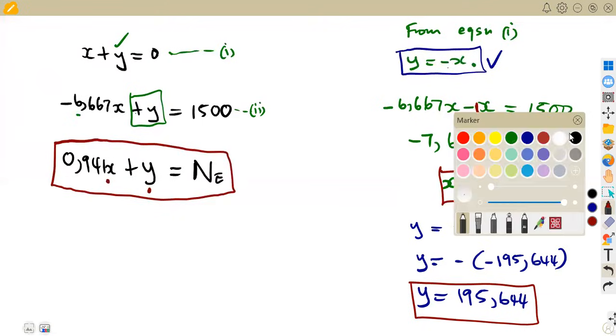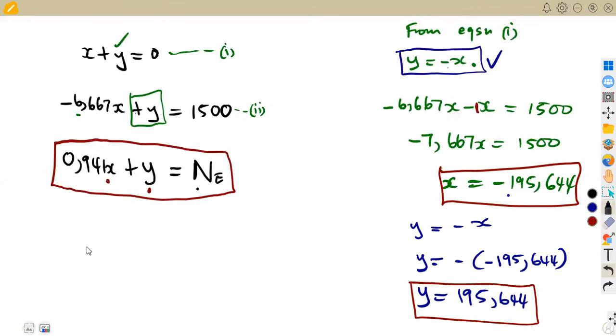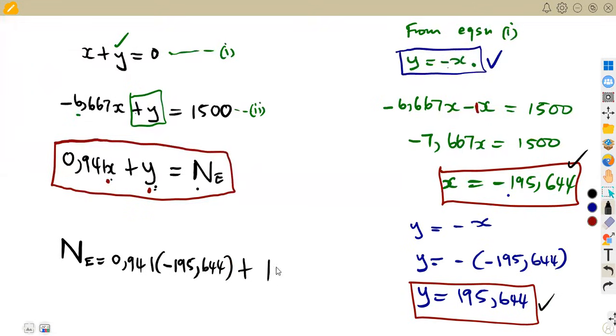Since these two are needed to calculate the speed, as you can see that the speed of E consists of x and it consists of y. So we are going to have this as 0.941 times x. Our x in this case, which is this value, which is a negative 195,644, plus the value of y in this case, which is 195,644, which is a positive.